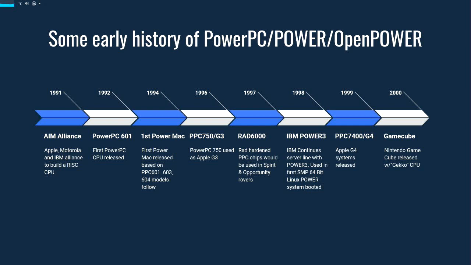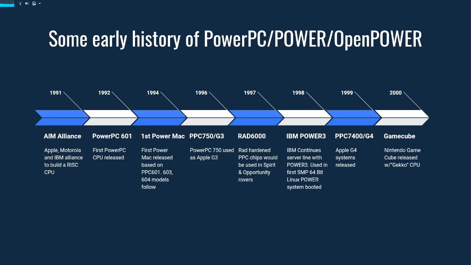But there are some interesting intersections, things like 1997, the RAD6000, which was the start of a range of radiation-hardened PowerPC chips that were used in various spacecraft, and in fact continue to be used to this day. And this is to say nothing of a myriad of automotive and military and other applications for which PowerPC was used.